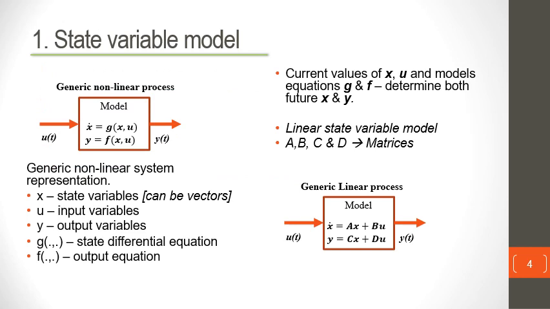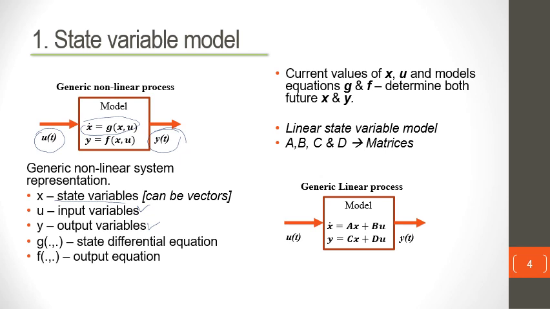Now, for a generic nonlinear process, with input u(t) and output y(t), that process, according to state variable representation, can be represented by a set of differential equations. The first set is the ordinary differential equation of x. X, we call it a state vector, or a vector of state variables. So we assume that the system has a number of input variables u of t, and a number of output variables y of t.